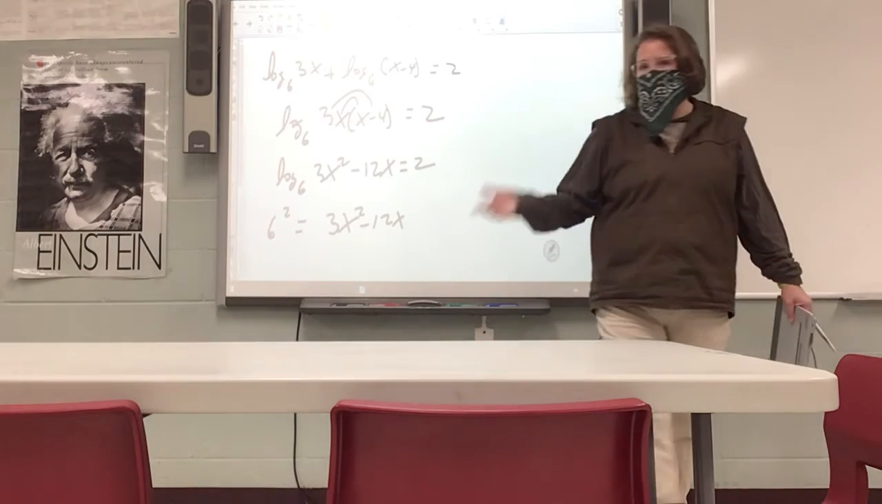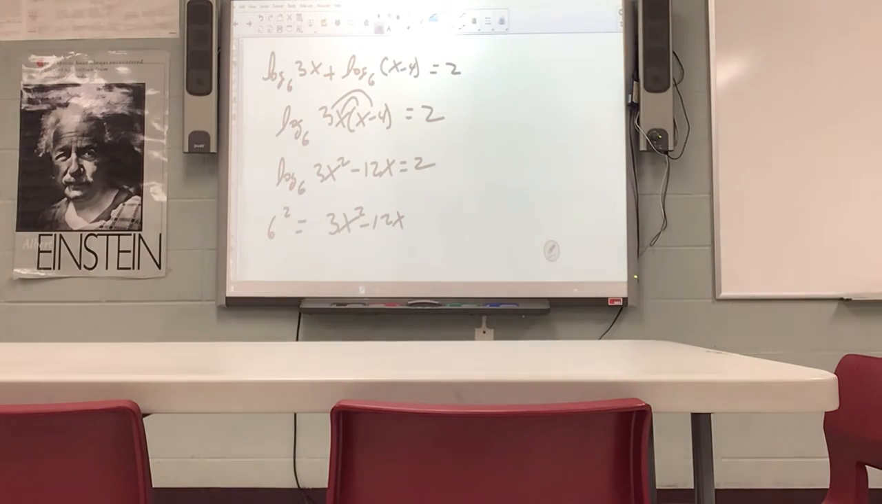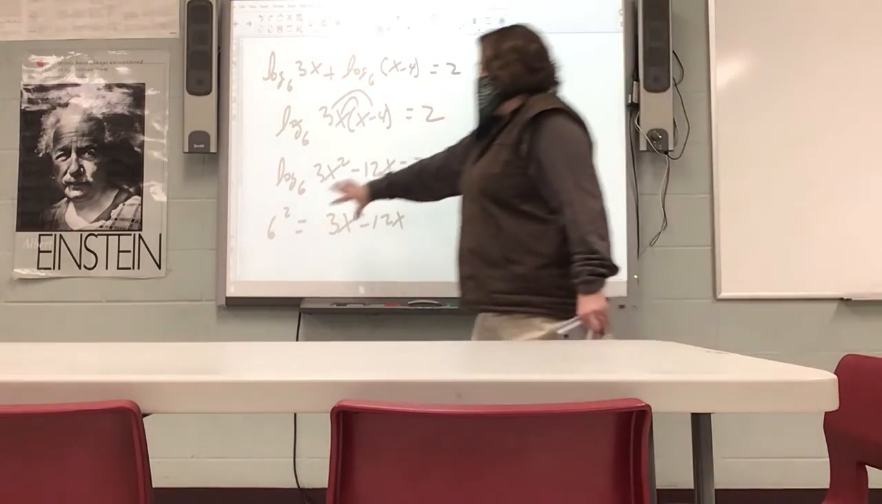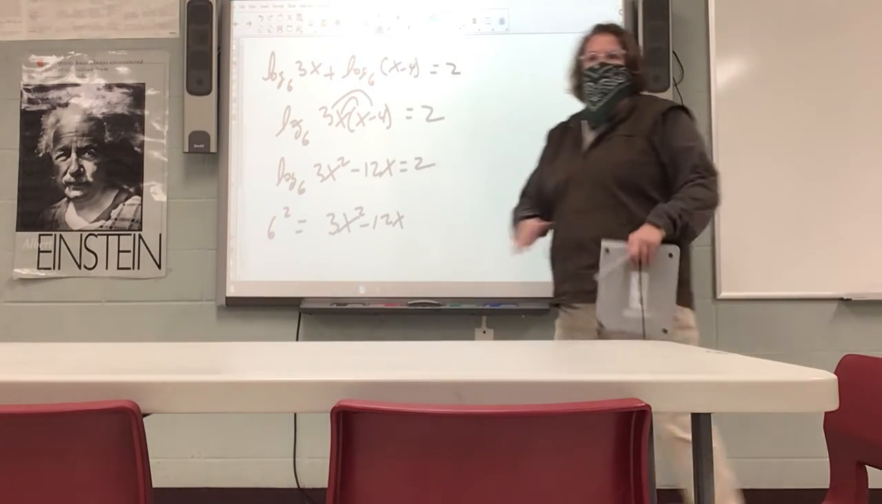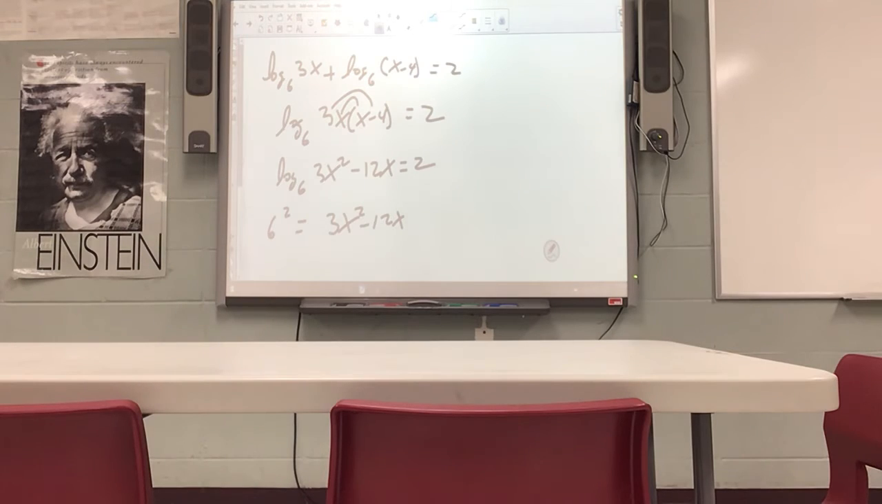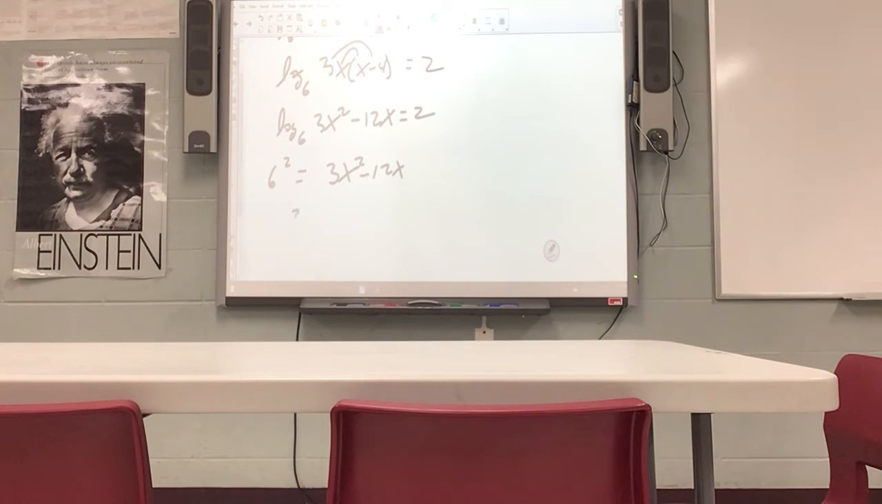We solve quadratics either by factoring or quadratic formula most of the time, but we need to set it equal to 0. So we need to go ahead and subtract that 36 over to set it equal to 0. So I'm going to have 3x squared minus 12x minus 36 is equal to 0. Now if you want to go straight to the quadratic formula with those numbers, you can.